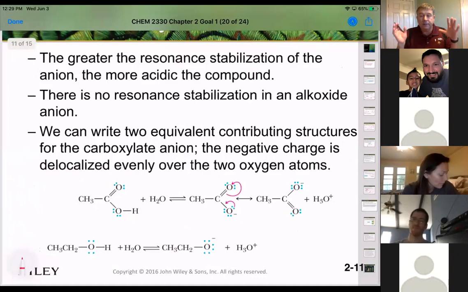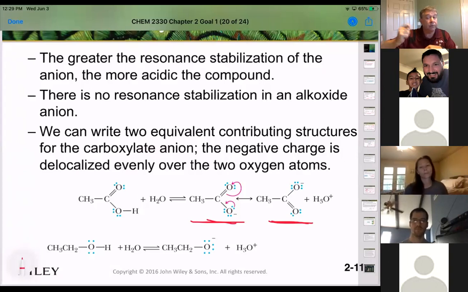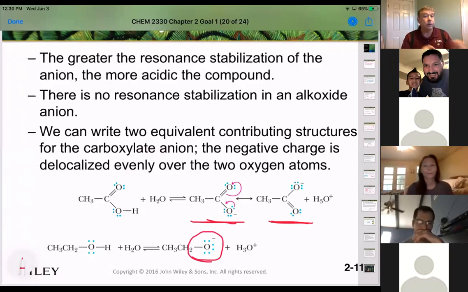Okay, and just like I said before, because our contributing resonance structures here can be on one oxygen or the other oxygen, in fact, it's probably spread out over both of them, that makes it more acidic, whereas we have a single resonance structure here. We do not have a contributing resonance structure at all. Therefore, it is less acidic.